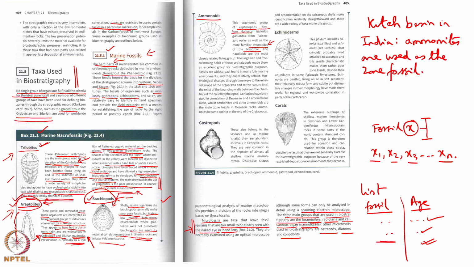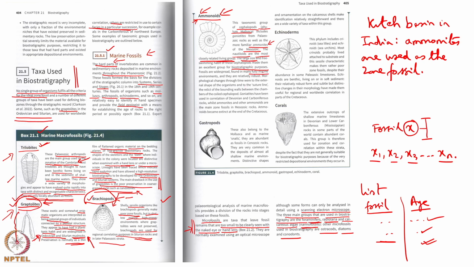We do have the existing living group, and the nautiloids are the most closely related living groups at present. The large size and free swimming habit of these cephalopods made them an excellent group for biostratigraphic purposes. Ammonoids can swim freely, therefore they are spread over a wide range, and their large size enables easy identification. So, they are useful in biostratigraphic correlation.